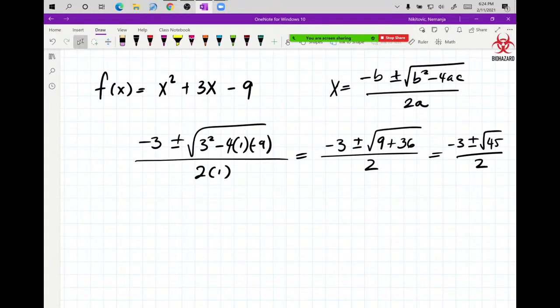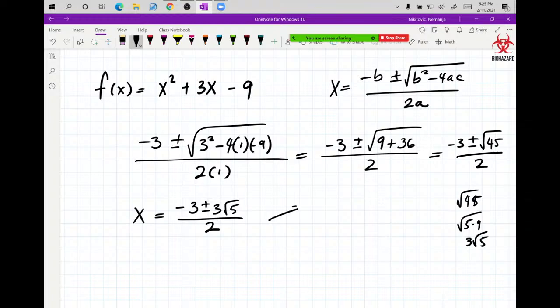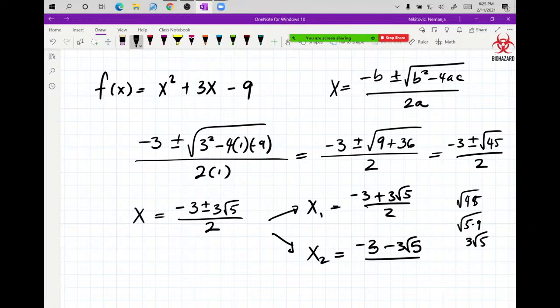And we can make it a little bit nicer here, because I can write square root of 45 as square root of 5 times 9, so 3 root 5. That's the best we can do if we want to have the exact answers. So you have two roots. x1 is negative 3 plus 3 root 5 over 2, and x2, the second root, is negative 3 minus 3 root 5 over 2. So two roots. Of course you're going to expect two roots because it was a squared problem.